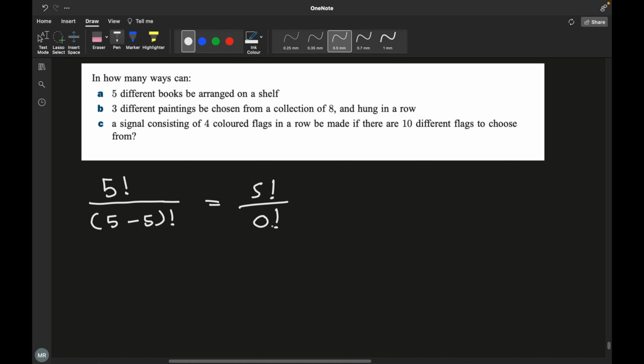Do you remember why we define 0 factorial as 1? It's for this. Because if 0 factorial was 0, this would be undefined. But that's not the case, right? It's going to be 5 factorial divided by 1. So that's why 0 factorial is 1. It's just for convenience's sake. So this is going to be 120.